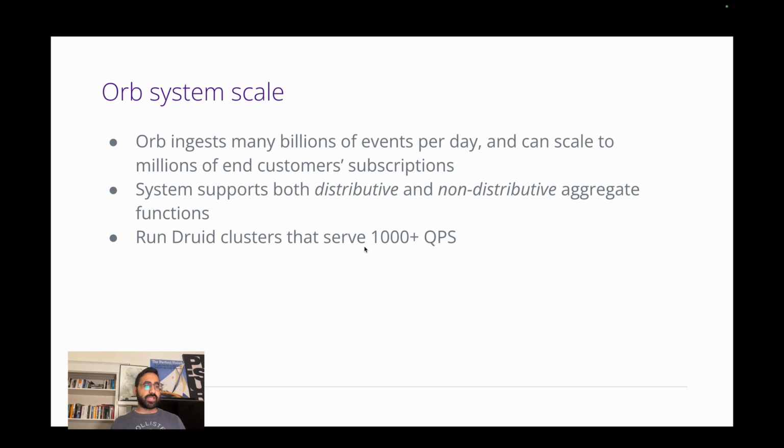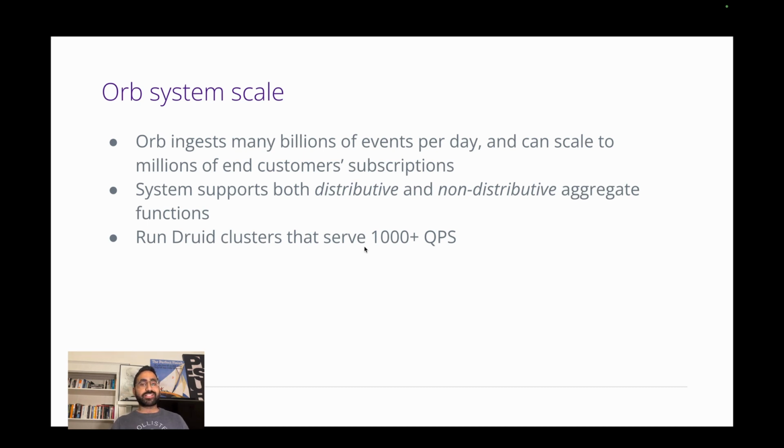Another interesting aspect of Orb and the trade-off we've taken around really leaning into flexibility is that our system needs to support both what we call distributive and non-distributive aggregate functions. A distributive aggregate function or query is something like a simple sum or a count. What's interesting about these is they can be calculated in a streaming mode, in the sense that as events are ingested, you can keep a sum or a count up to date pretty easily.